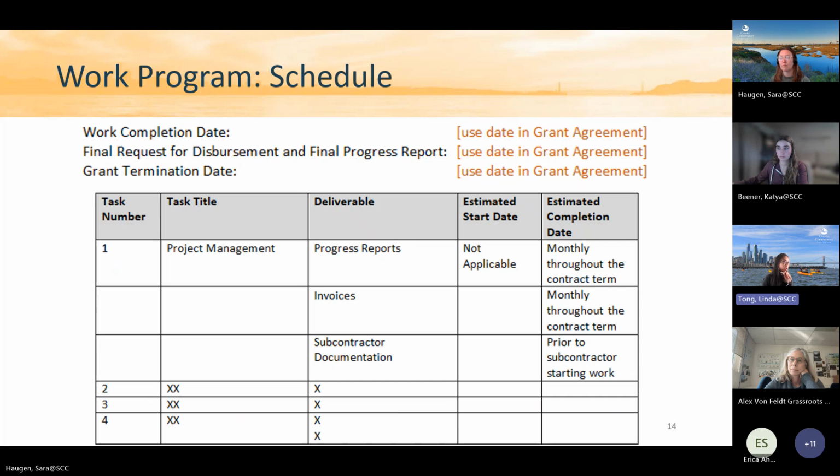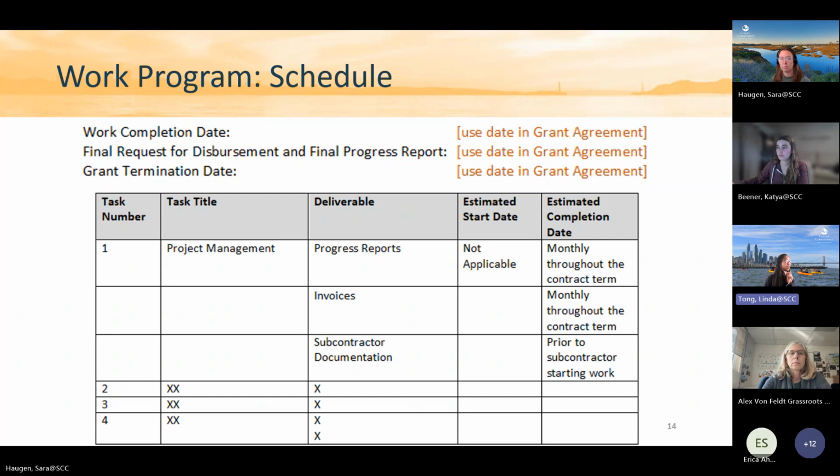Next section is the schedule. As Katya also mentioned, in the grant agreement, there are 3 major dates to keep in mind. So these will be reiterated within your work program schedule. The work completion date, work with your grant manager to confirm that. The final request for disbursement, which is your final invoice, and then the grant termination date.